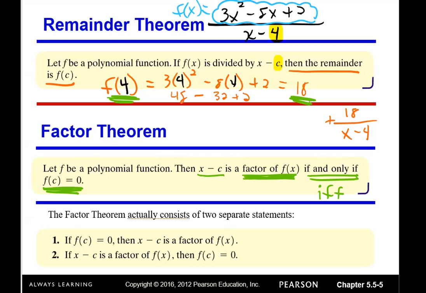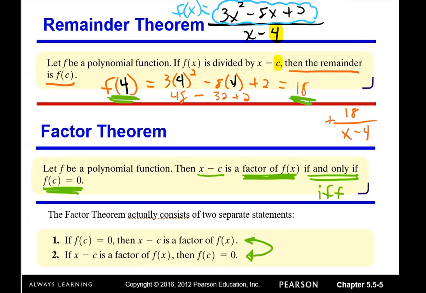So the remainder theorem just helps you calculate what the remainder would be. If the remainder comes out to be 0, you have found a factor. And the if and only if part, they're basically saying both of these things. If f of c is equal to 0, then that means x minus c is a factor. And what is c again? Oh, just some random number. c is some number.